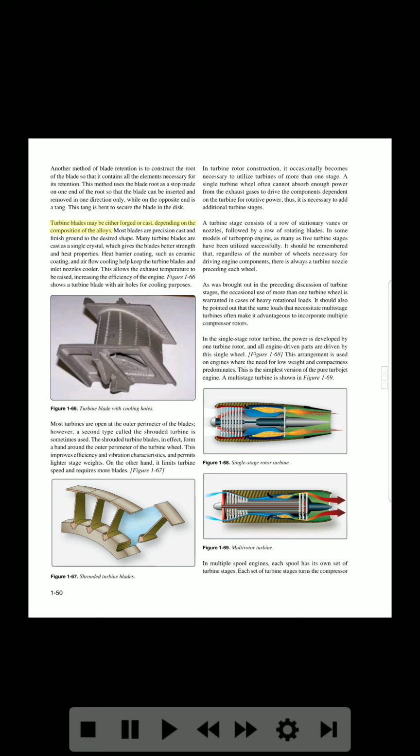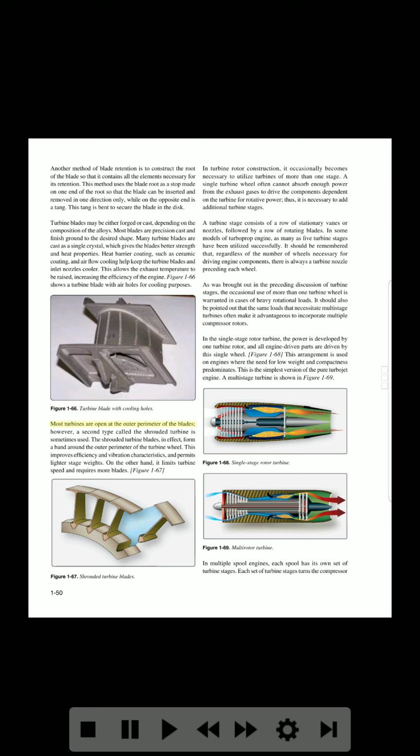Turbine blades may be either forged or cast, depending on the composition of the alloys. Most blades are precision cast and finish ground to the desired shape. Many turbine blades are cast as a single crystal, which gives the blades better strength and heat properties. Heat barrier coating, such as ceramic coating, and airflow cooling help keep the turbine blades and inlet nozzles cooler. This allows the exhaust temperature to be raised, increasing the efficiency of the engine. Figure 1-66 shows a turbine blade with air holes for cooling purposes. Figure 1-66. Turbine blade with cooling holes.